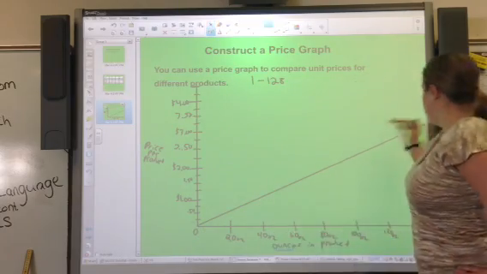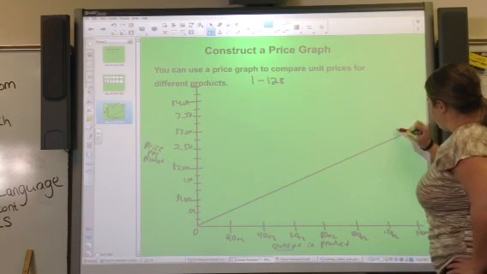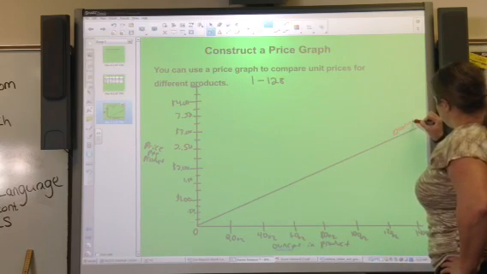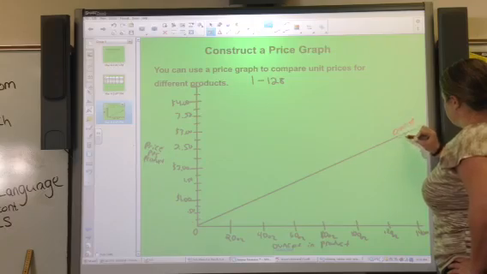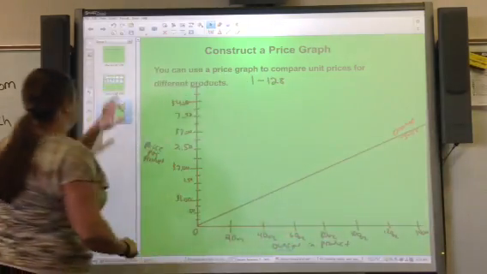And I'm going to label over here, so I'm out of the way of the lines. I'm going to label this orange juice. Okay, let me go back to my graph.